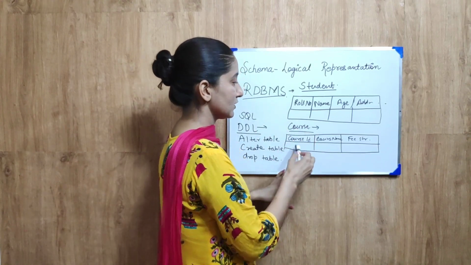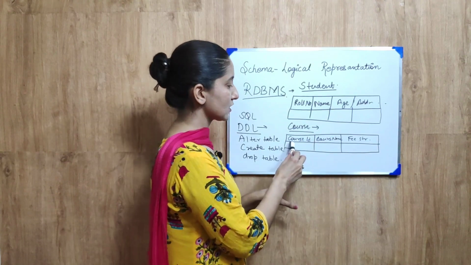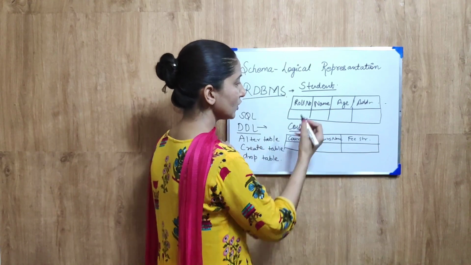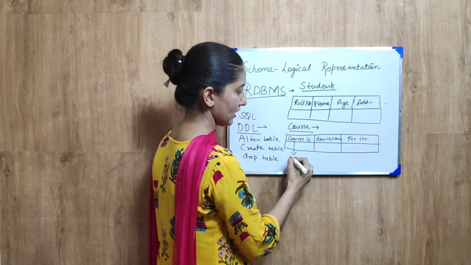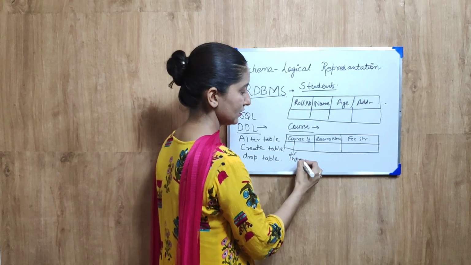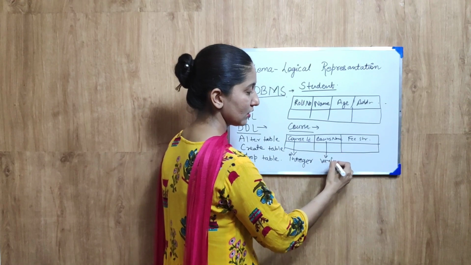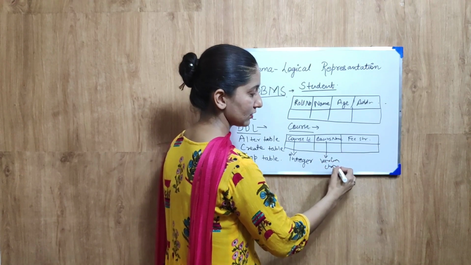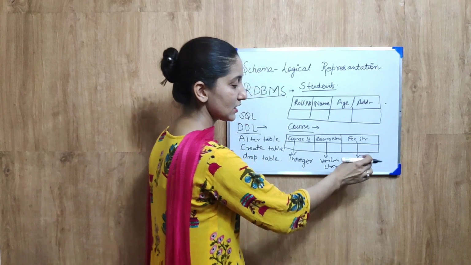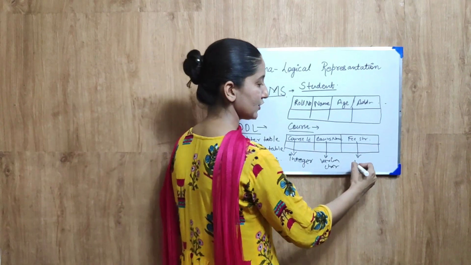The same thing goes with the course. The course ID can be an integer again, the course name could be a varchar or char, and the fee structure could again be an integer.